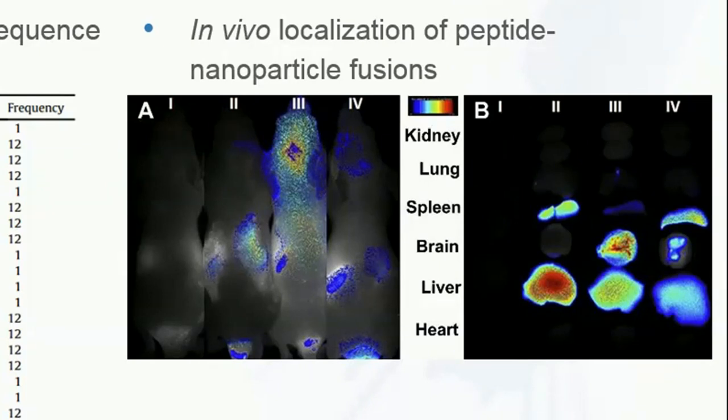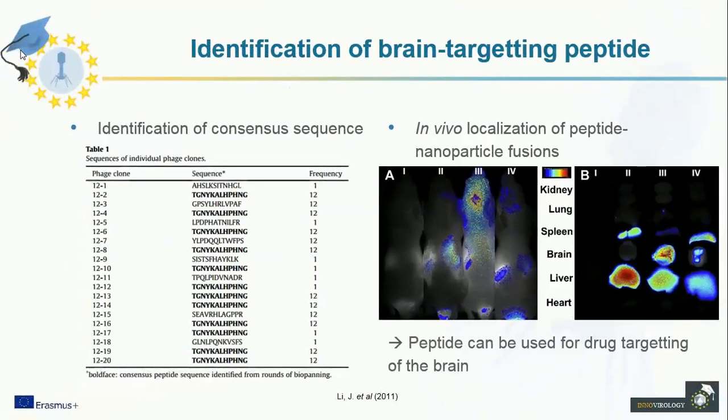Also, when you look at the localization in the organs separately on the right figure, you can clearly see a strong accumulation of the nanoparticles into the brain, which is not the case for the control mice. Hence, the peptide discovered by phage display could target nanoparticles or drugs to the brain. These examples clearly show the versatility of the phage display system and how they can be applied in practice.